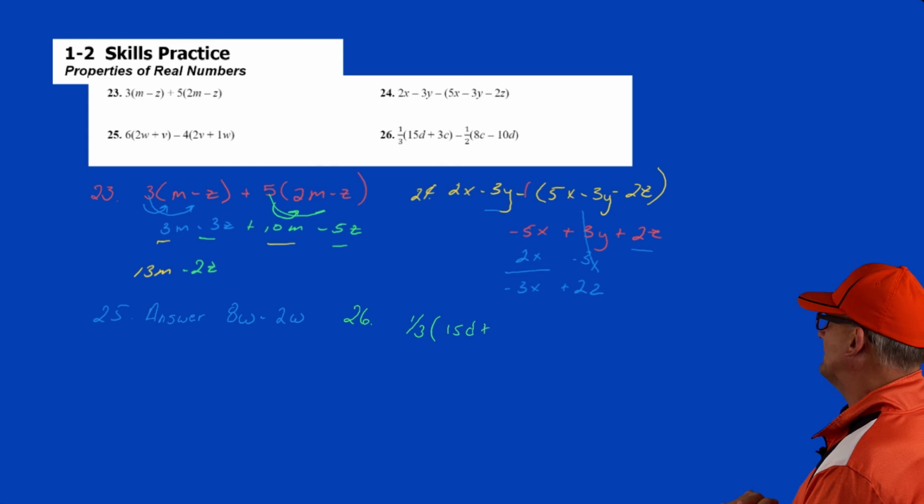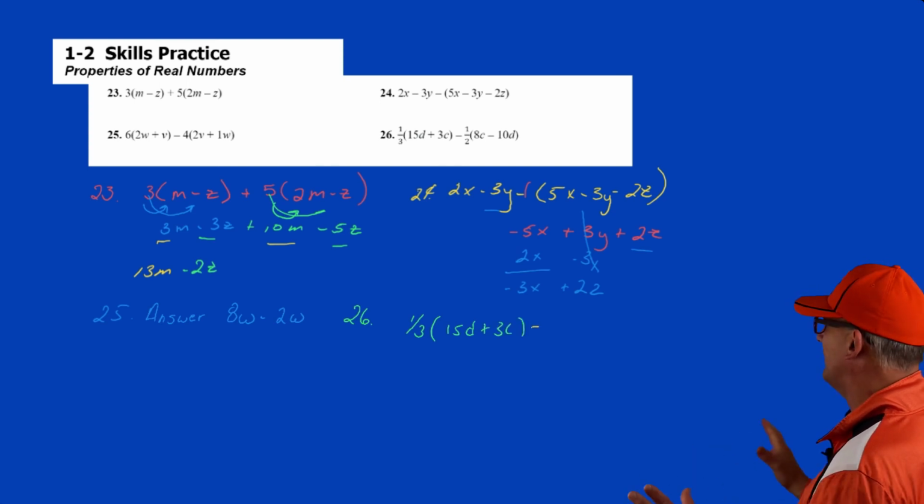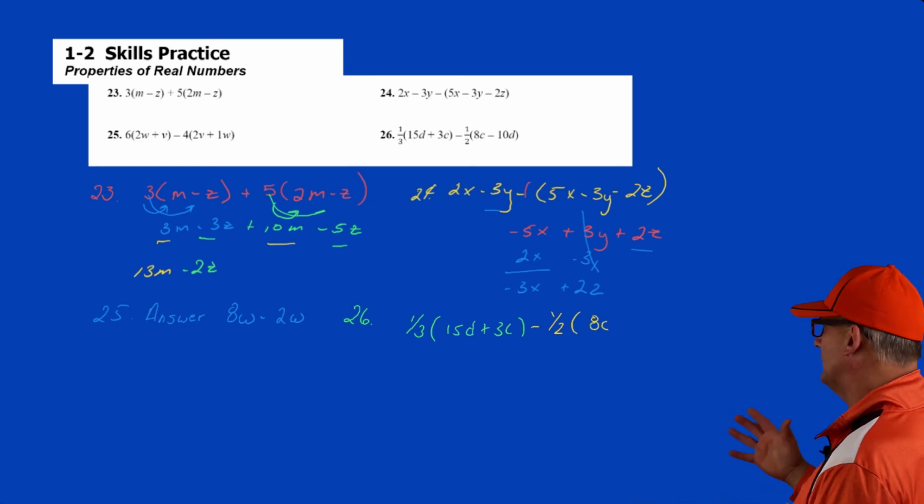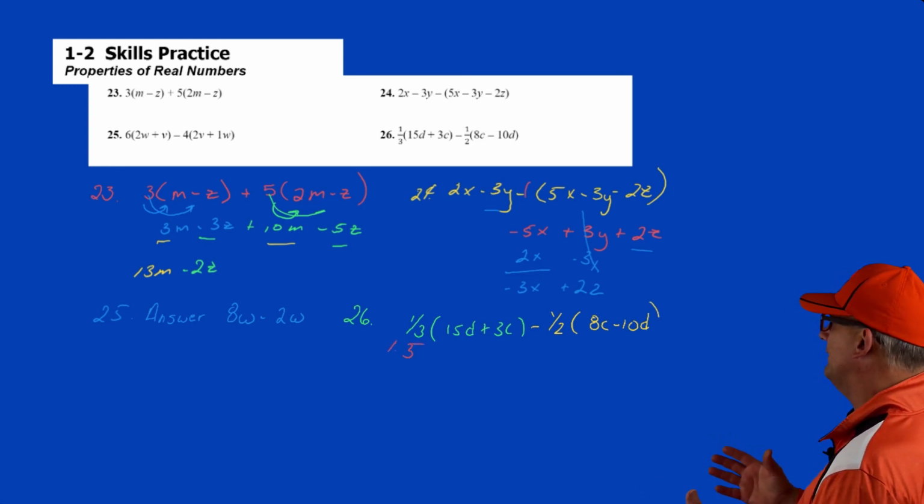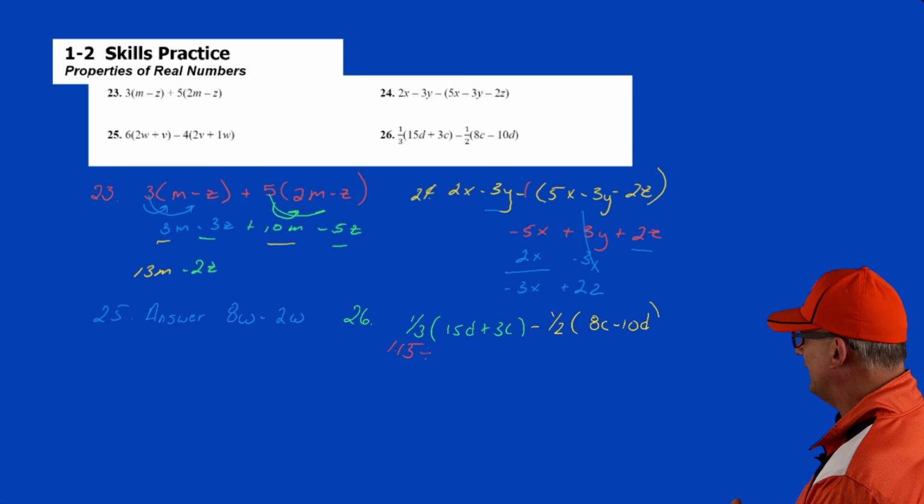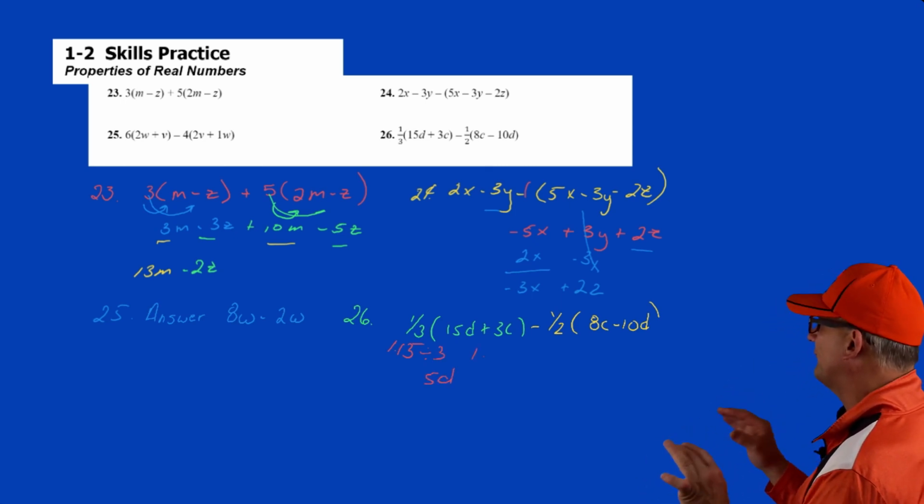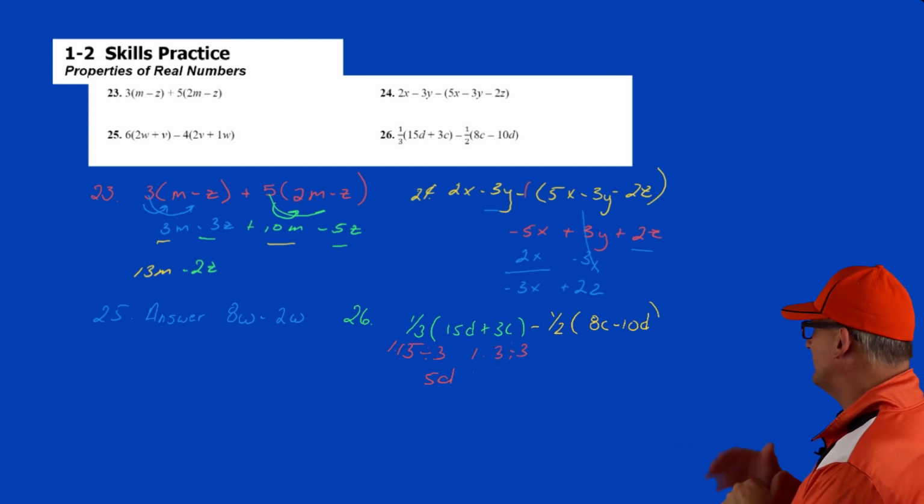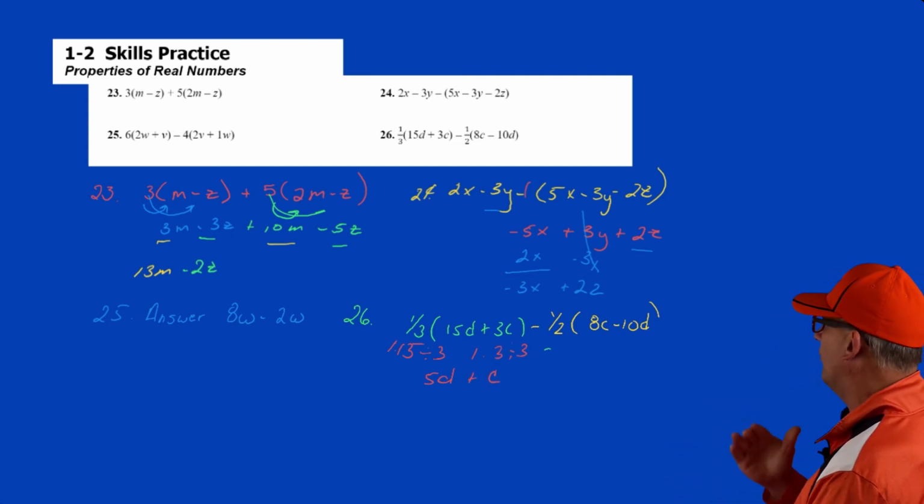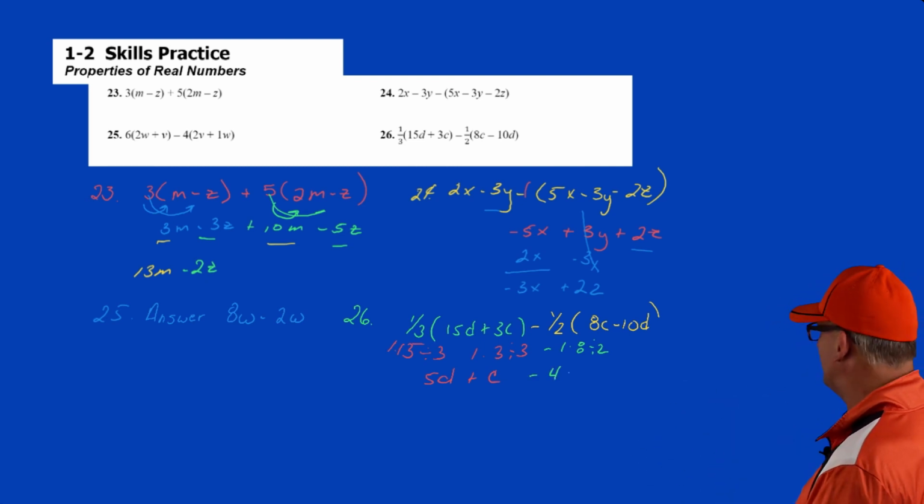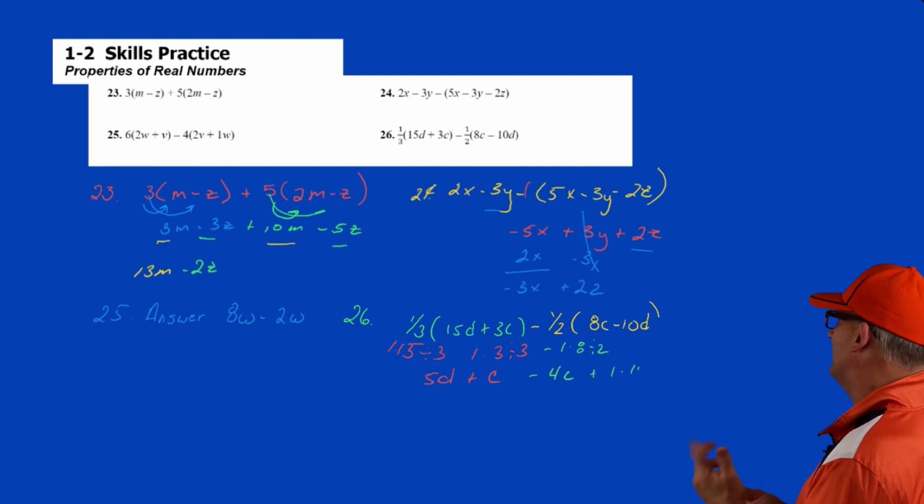All right, 26. Now the only reason I'm doing this one is because it's a fraction, but I'm not going to do a whole lot of these again. Right now, we should be good with the fractions, but one last time. So when we're multiplying a whole number times a fraction, the math behind it is 1 times 15, right? Divided by 3. Okay, that's second grade stuff, folks. So 1 times 15 divided by 3 is 5. 1 times 3 divided by 3 is 1. So we got 5d plus 1c. 1 times 8 divided by 2 is 4, and 1 times 10 divided by 2 is 5.